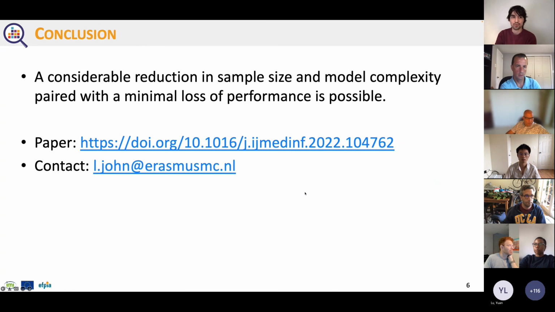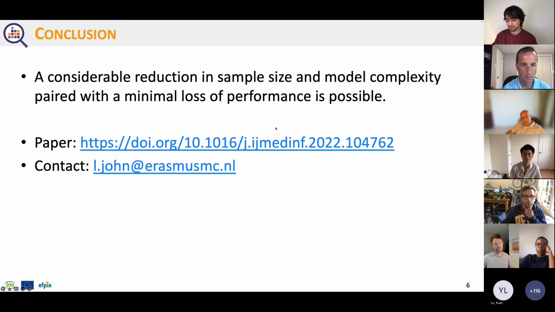The conclusion is that considerable reduction in sample size and model complexity was possible, in combination with a rather small loss in performance in terms of AUC. I have the paper link here, so please check that out. I think we have a lot of cool intuitions in there about developing specifically logistic regression models on observational data. And since this is an empirical study, there are also quite a few limitations that I didn't cover now, but that are also mentioned in the paper.